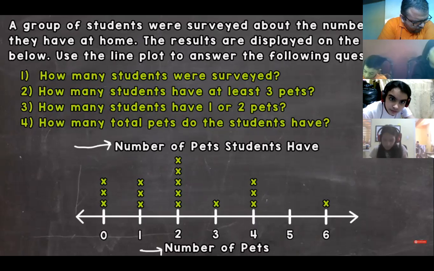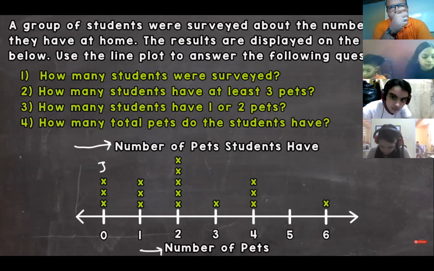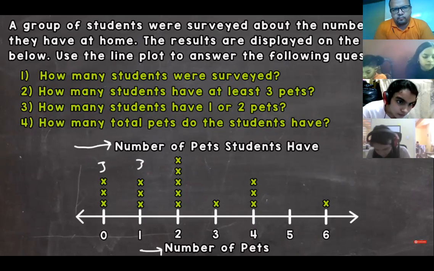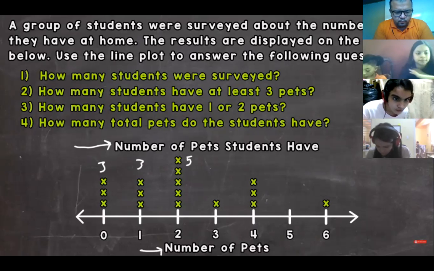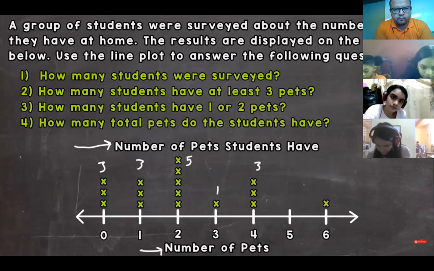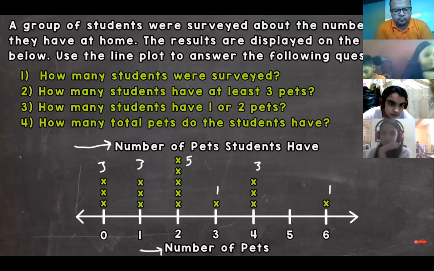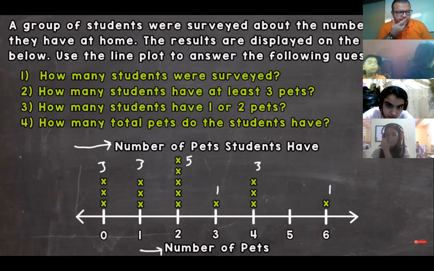So here we have, for 0 we have 3. For 1 we have 3. For 2 we have 5. For 3 we have 1. For 4 we have 3 students. And for 6 we have 1 student. 5, there's nothing there. There aren't any X's. So no students within that survey had 5 pets. And that's okay if you don't have X's above all of the numbers.